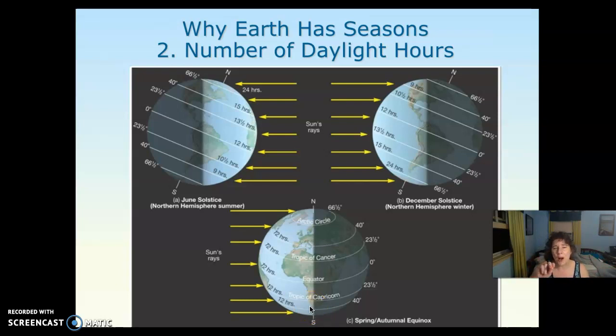So two reasons why we have seasons, and they both are related to energy transfer.